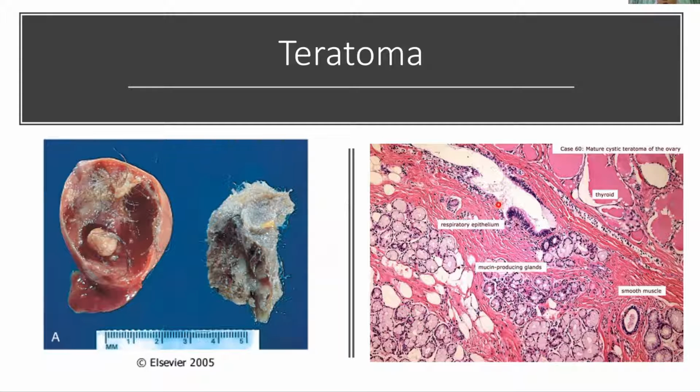But all these components must be mature. That's why our final diagnosis is mature cystic teratoma. Mature cystic teratoma is a benign tumor. If we find any immature component, it has already become malignant. So we need to sample extensively to find any immature component, because it defines the further treatment of the patients.